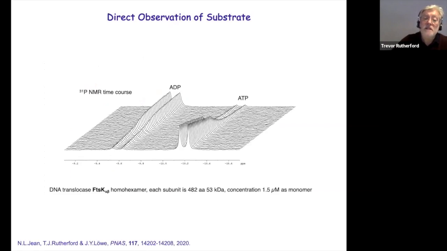We shouldn't be fixated on looking at the protein itself. This is an example from Jan Lerver's group where we're looking at the turnover of ATP, and it gives us some idea of the functional integrity of the enzyme under different conditions. And we follow that not by looking at the enzyme, which in this case was a huge assembly, too big to do by NMR, but we can just simply look at the hydrolysis of ATP.